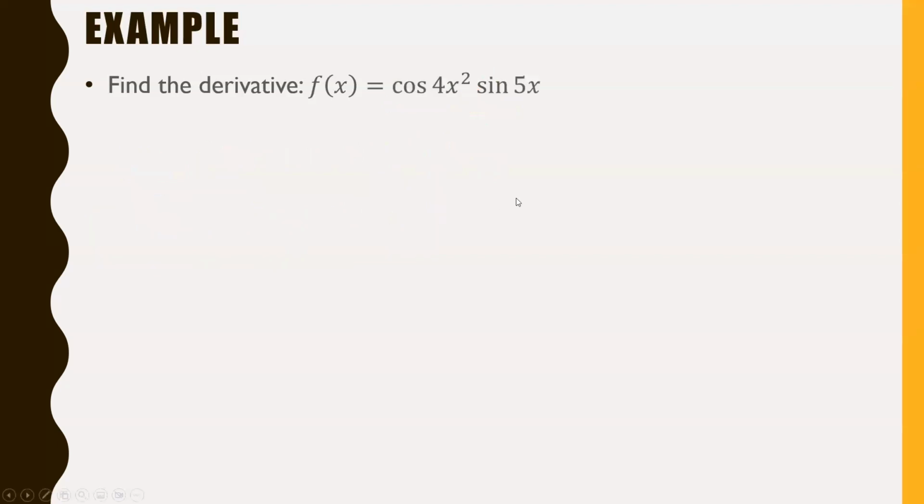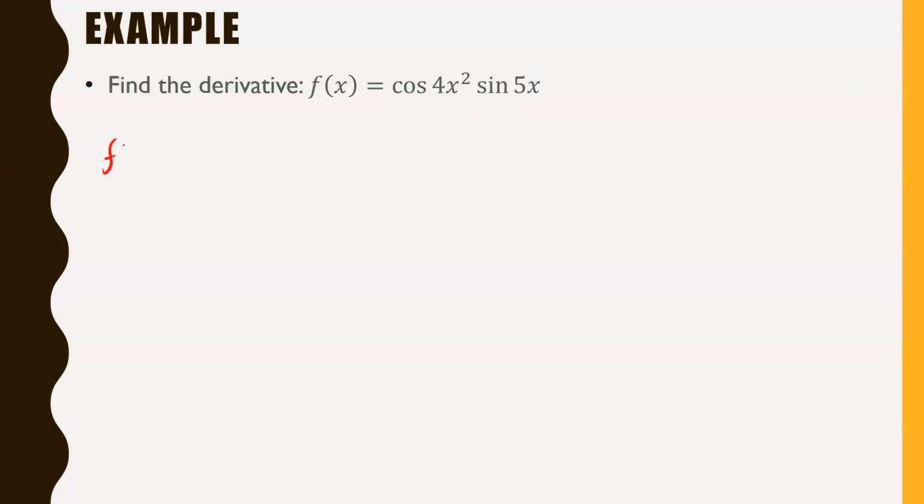Find the derivative of f of x equals cosine 4x squared times sine 5x. This one's a little bit trickier for sure. I will tell you also before we start this one, this is not going to clean up at all. So it'll be a one-line answer kind of thing. Anyway, pause the video here, give this one a try. All right, I'm going to go over this one now.